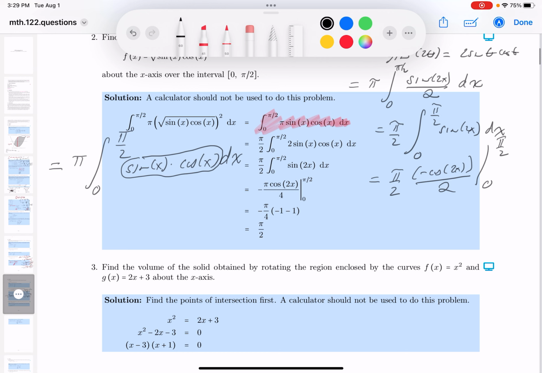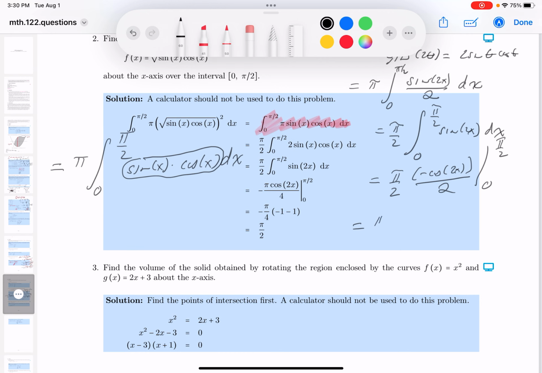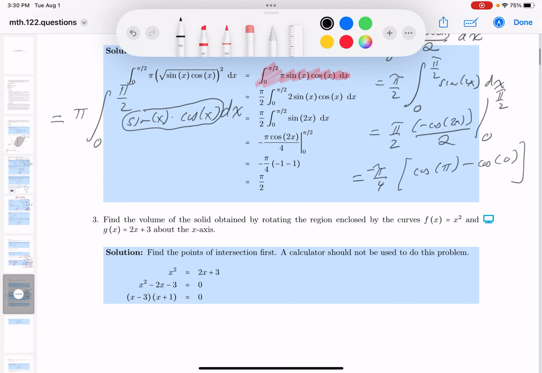What do you do now? I guess I got to do some arithmetic now. Get pi over 4. I put the minus sign over there, and then evaluate cosine of 2 times pi over 2. So it'll be cosine of pi minus the cosine of 0. All right, let's take a look at that. What do you get? You get minus pi over 4. The cosine of pi is minus 1, and the cosine of 0 is just 1. So I get something pretty simple. I get minus pi over 4 times minus 2, and that's going to give me pi over 2.